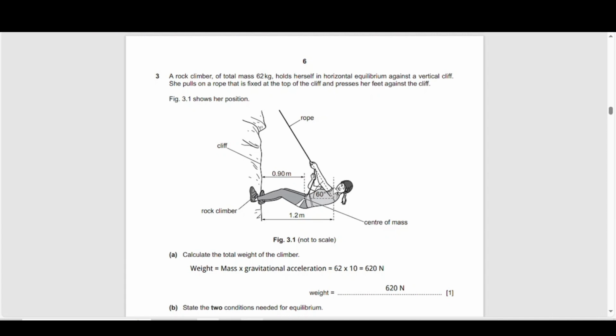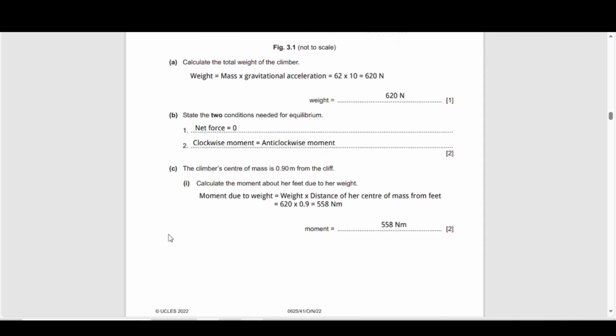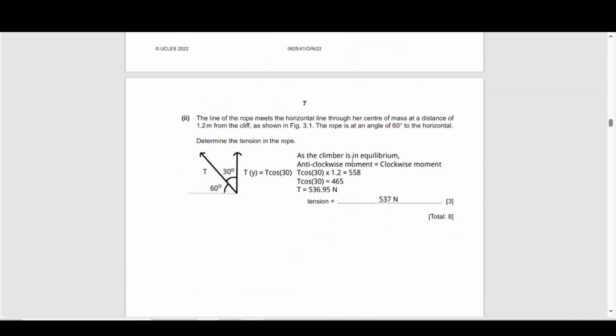So firstly, we need to calculate the perpendicular component of the tension to the pivot, and that value multiplied by this distance of 1.2 meters has to be equal to the clockwise moment, which is 0.9 multiplied by 62 times 10, which we calculated here to be 558 Newton meters. So we said as the climber is in equilibrium, the anti-clockwise moment has to be equal to the clockwise moment. The anti-clockwise moment is going to be the perpendicular component of the tension multiplied by the distance it acts from, which is 1.2, and that equals the value we calculated in C part 1.